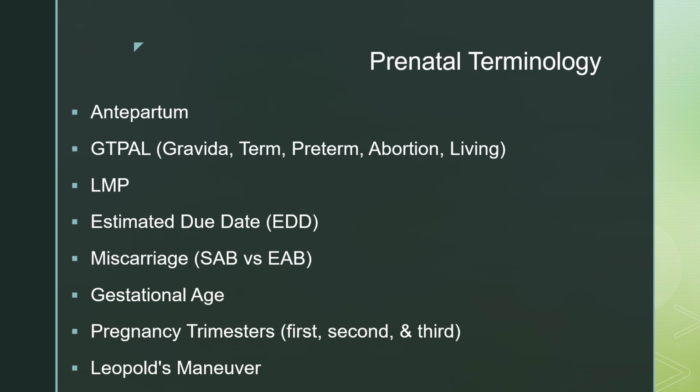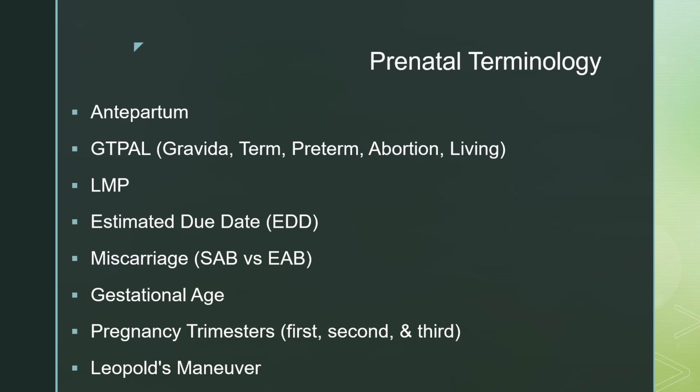Gravida has to do with how many pregnancies, term pregnancy, so how many between 37 weeks gestation to 42 weeks gestation, how many preterm deliveries, any deliveries before 37 weeks. If it is before 20 weeks, it's typically listed in the category of the abortion section. And then being able to understand with abortion, miscarriage, is it a spontaneous abortion, an SAB, or is it an elective abortion, EAB? That is important to know with history.